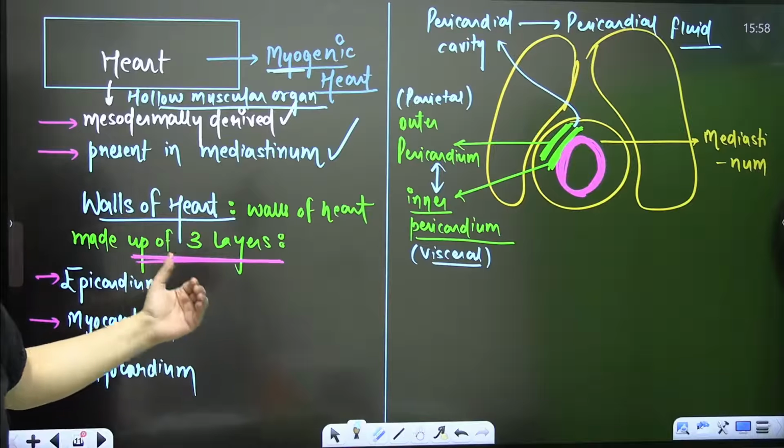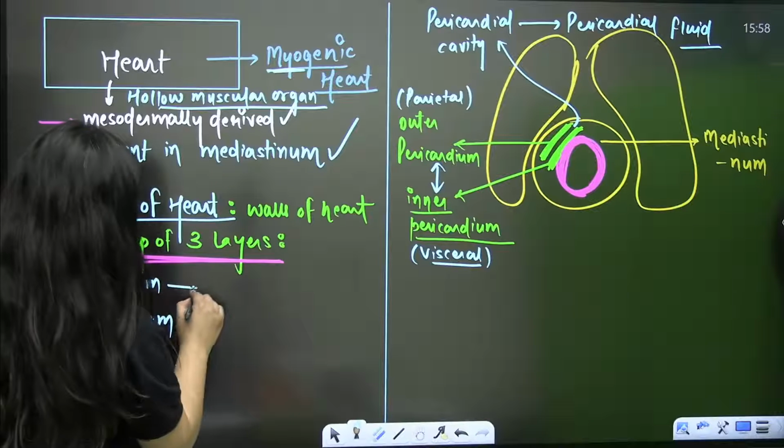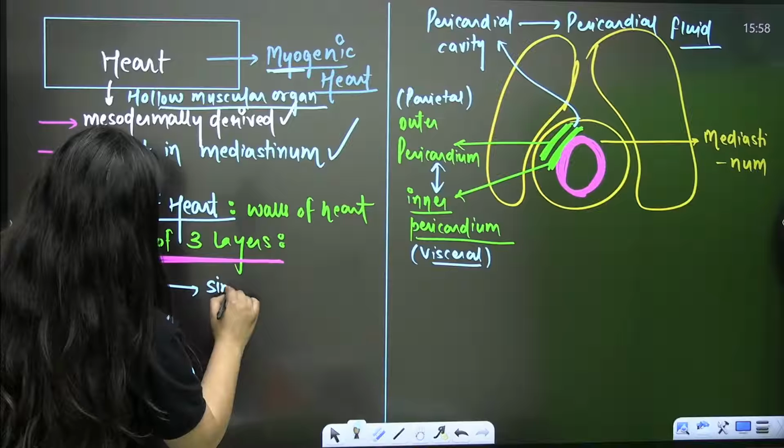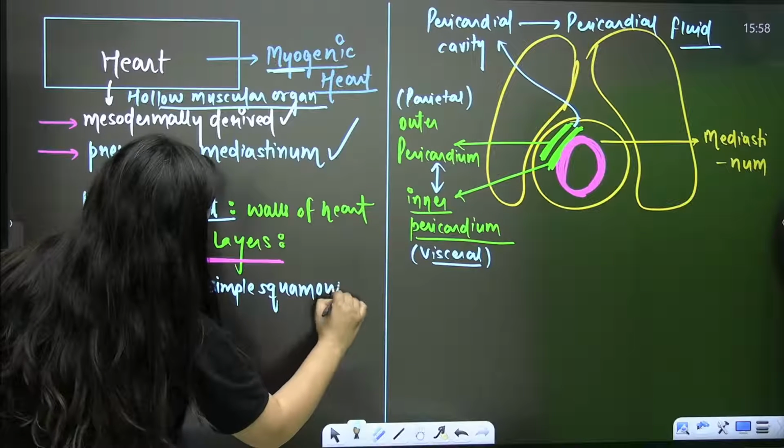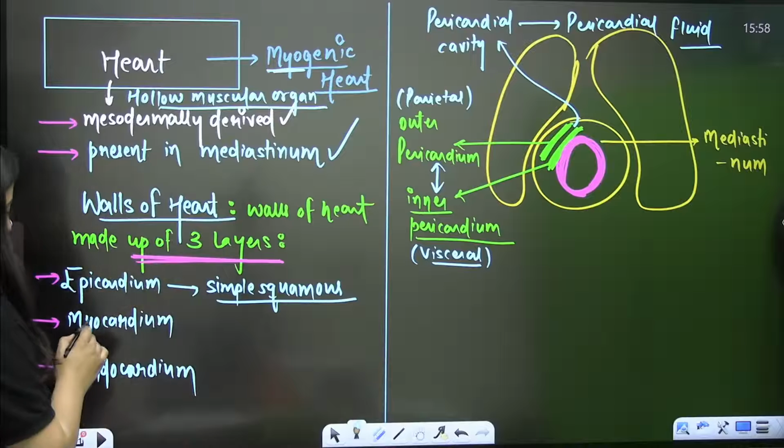So epi means outermost, right? It is outermost, and it is having just simple squamous epithelium. This is extra. You can leave this part as well. It is having simple squamous epithelium.